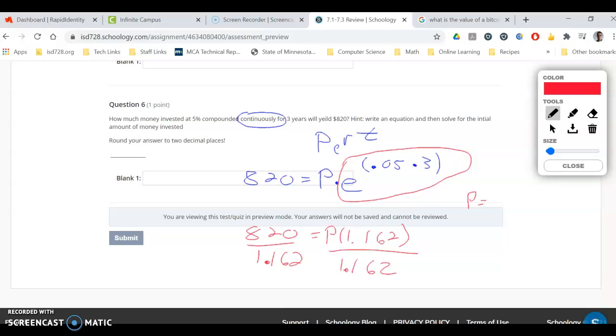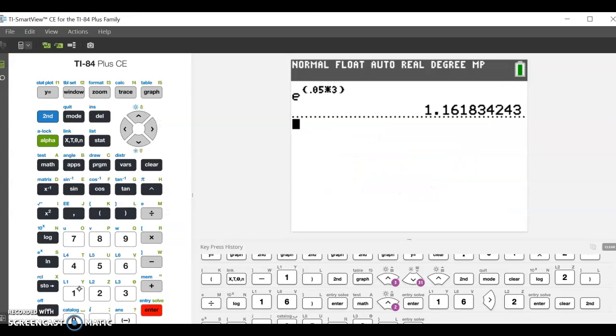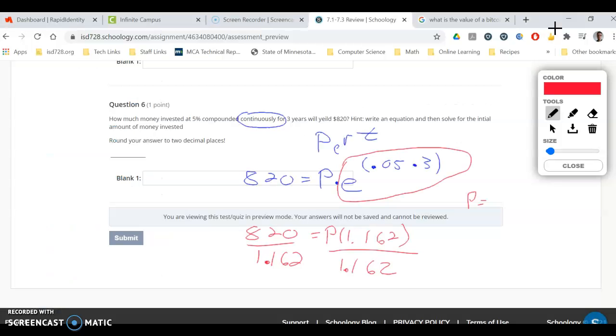But the best way to do it instead of round is I can just take 820 and then divide by my previous answer. So I hit second in this little button down here, and that gives me my previous answer. And then that'll give me the most accurate answer. So that's 705 and 78. So that's $705 and 78 cents.